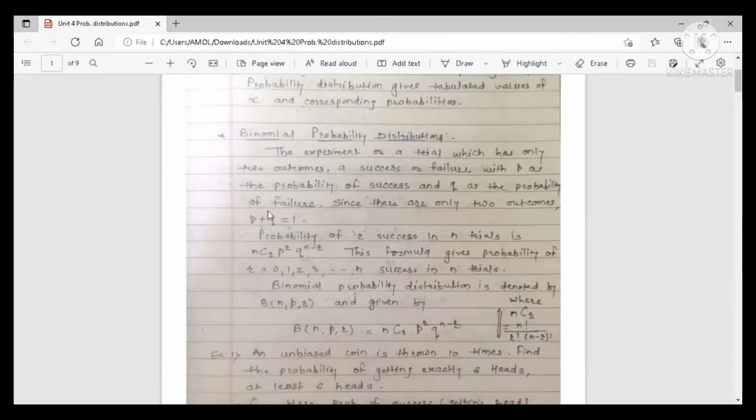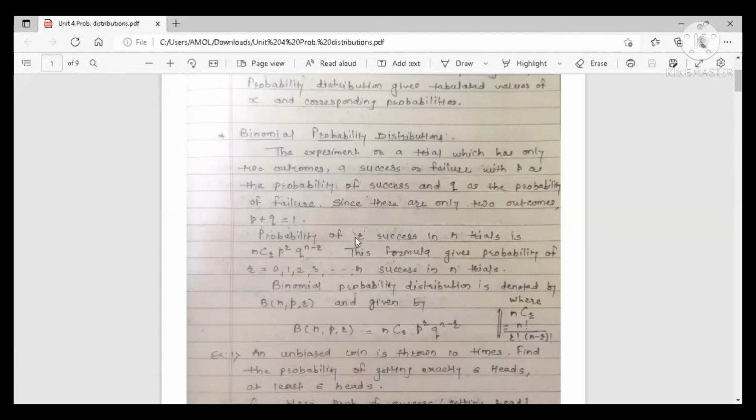P plus Q is equal to 1, where P is the probability of success, Q is the probability of failure. Because in binomial distribution, there are only 2 outcomes, either success or failure. In binomial distribution, bi means 2, means it has only 2 outcomes. So probability of success plus probability of failure is equal to 1.